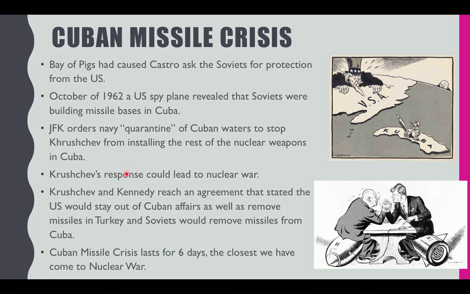This very well could have led to a nuclear war. After 6 days, the closest 6 days that we have to coming to a nuclear war, Kennedy and Khrushchev come to an agreement. And the United States says, we will stay out of Cuban affairs and we will remove the missiles from Turkey that the United States had pointed right at the Soviets. And the Soviets agree that they're going to remove the missiles from Cuba.